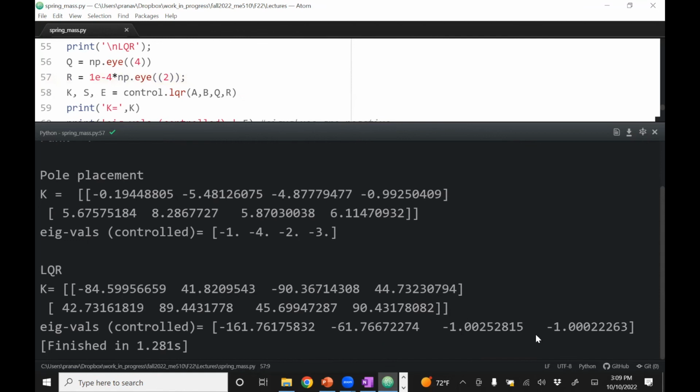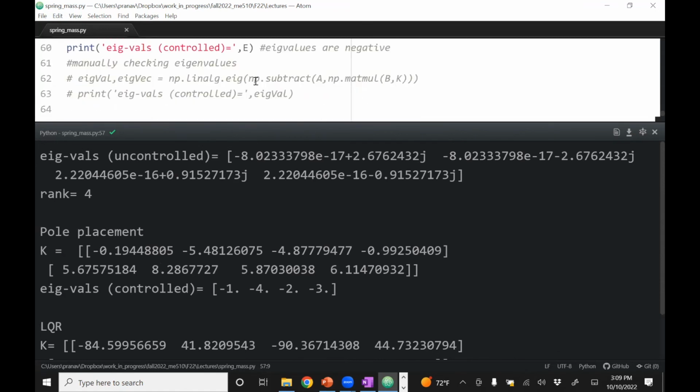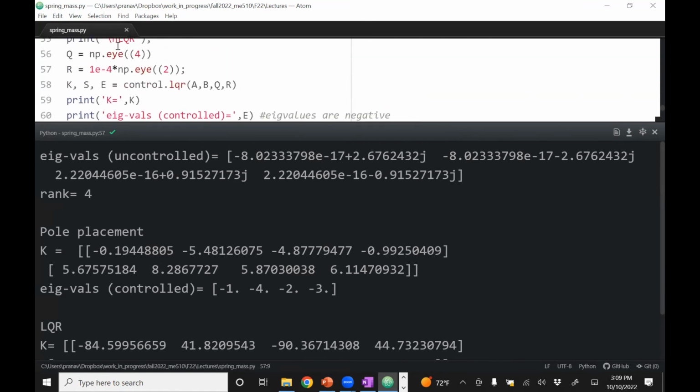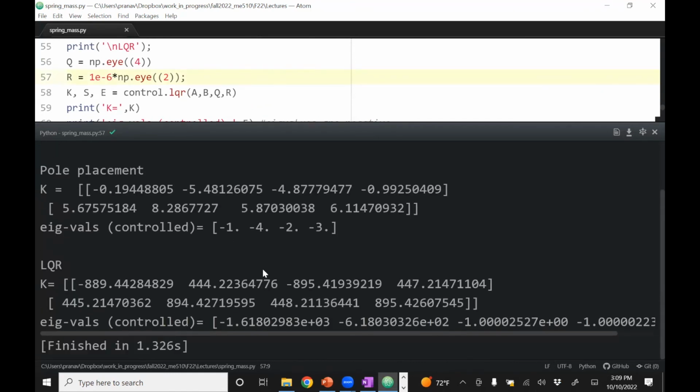I thought it was interesting that these 2 eigenvalues don't change. I don't know if it's possible to move them. It's interesting. I don't know why you cannot change those.